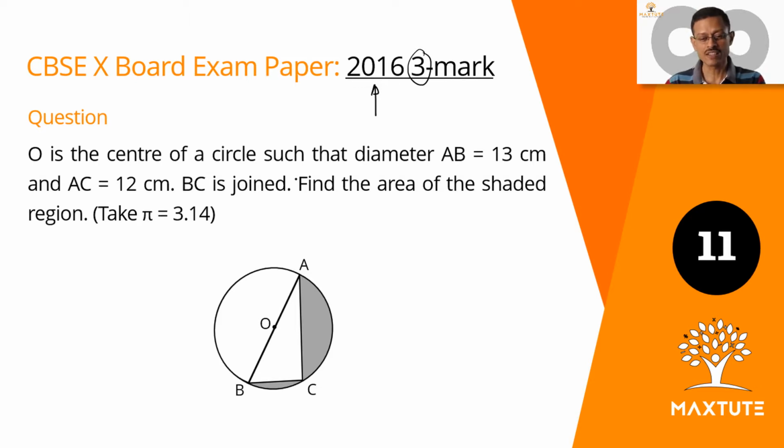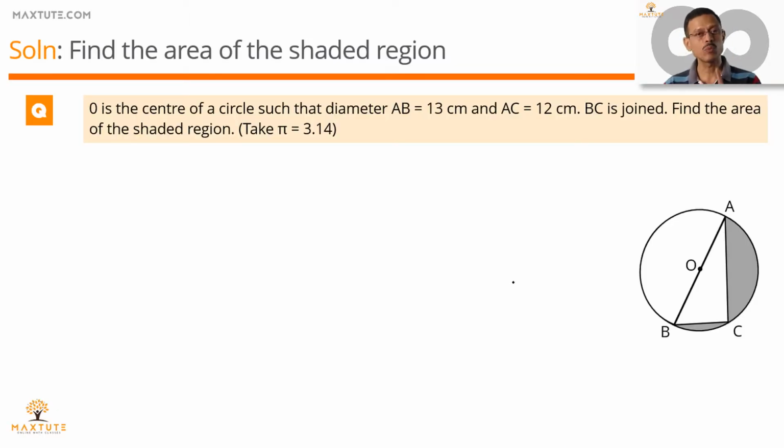O is the center of a circle such that its diameter is equal to 13 centimeters and the measure of AC is equal to 12 centimeters. BC is joined. What we need to find out is the area of the shaded region. We need to take the value of pi to be equal to 3.14, right? Before we start anything, let's understand what we have to compute.